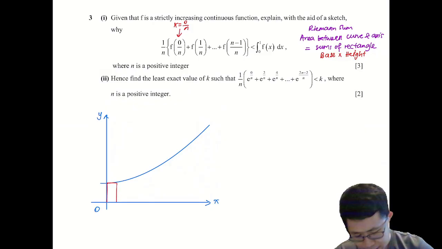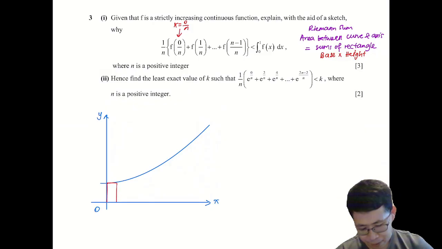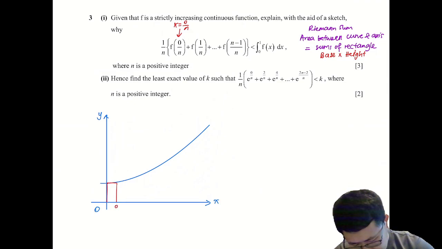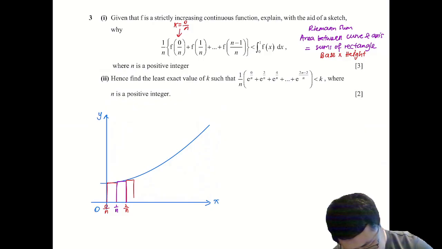Okay, so here would be my first rectangle. Then my second rectangle, so this is 0 over n, right? Then my second rectangle would be over here. This is 1 over n. Then putting 2 over n over here, my rectangle will look something like this. Then putting 3 over n over here, when x equals 3 over n, this is the rectangle that I will get.